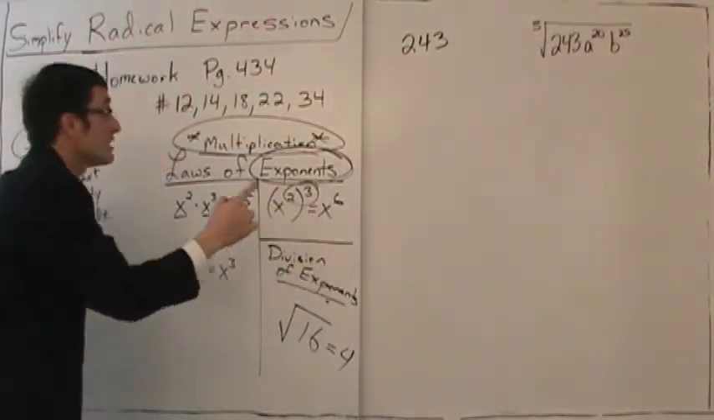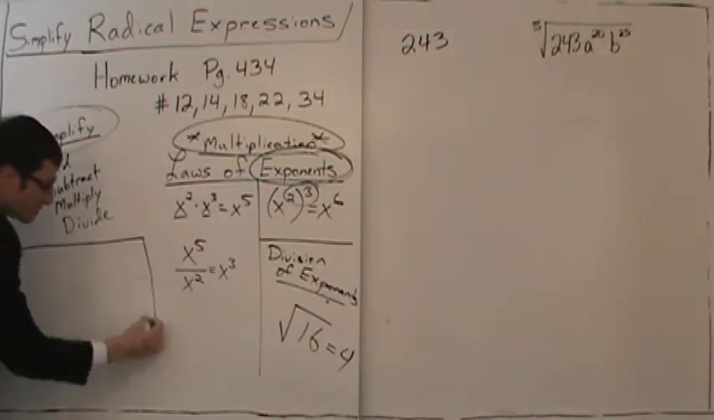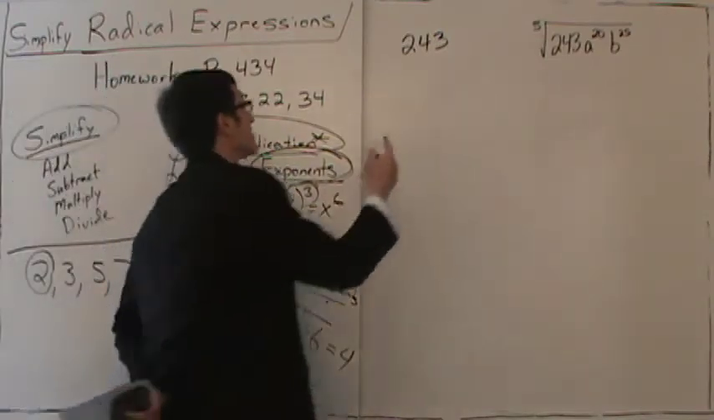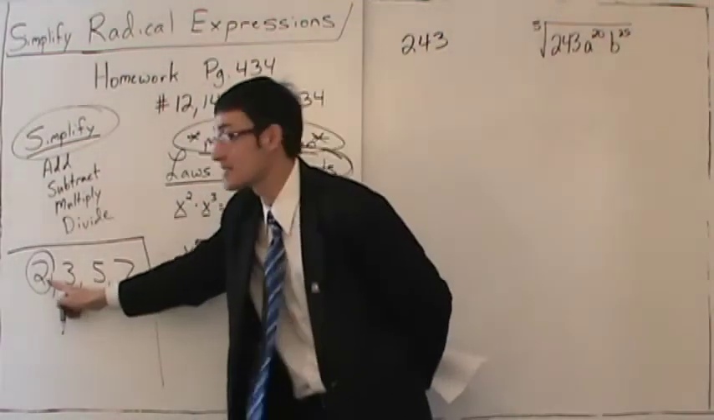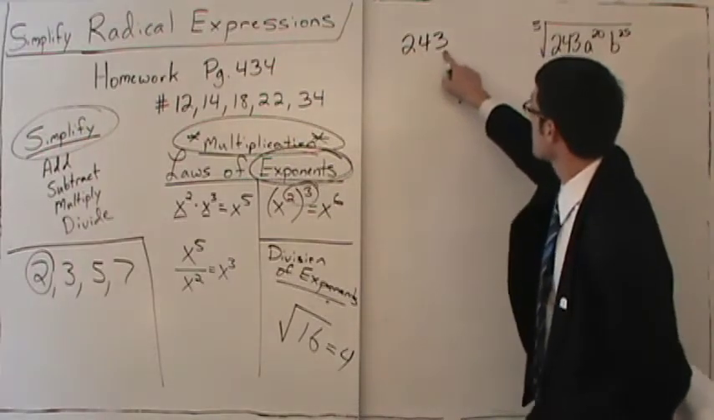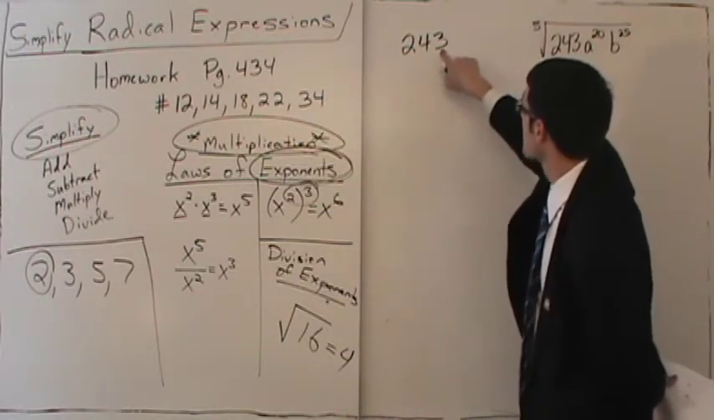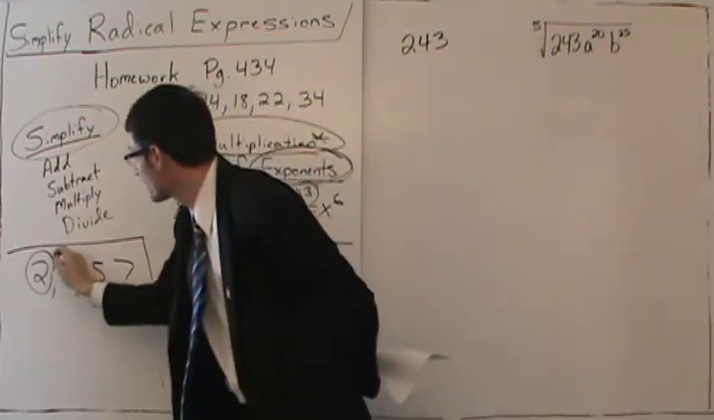Now the numbers that you need to divide by here are 2, 3, 5, or 7. Always start by trying to divide by 2. A number is divisible by 2 if it is even. Now is 243 an even number? No, it's an odd number because 3 is an odd number. So 2 is out. We cannot divide by 2.